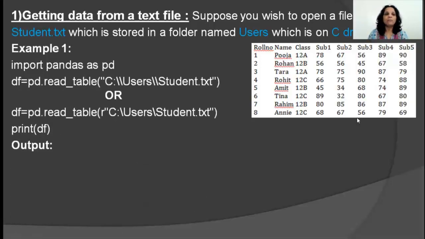So how do I do that? I make use of a function named read underscore table. And to this function, I will provide the file name. Now you might think the file name is only student.txt. Why have I written this entire thing? When you say student.txt only, then in that scenario, pandas will assume that your student.txt is present in your current directory, wherever you are working. You may be working in another directory, but it will assume your student.txt is in the current directory wherever you are currently working on.